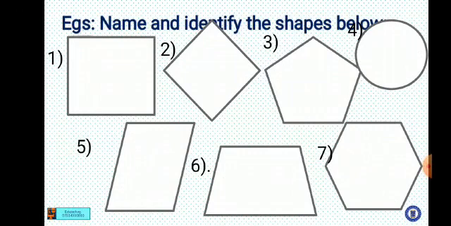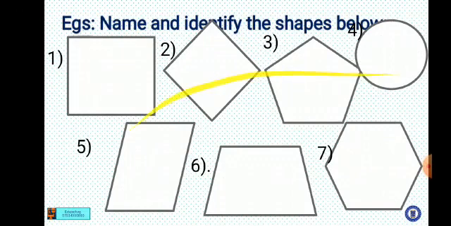Number 1 is a square. Number 2, rhombus. Number 3, pentagon, because it has 5 sides. Number 4, circle. Number 5, parallelogram. Number 6, trapezium. Number 7, hexagon, because it has 6 sides.